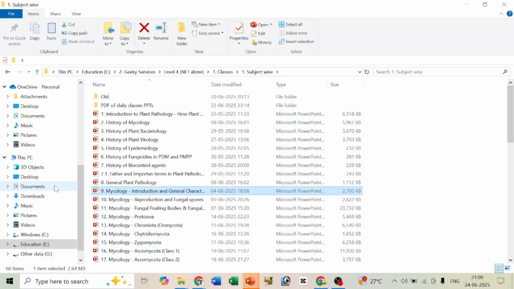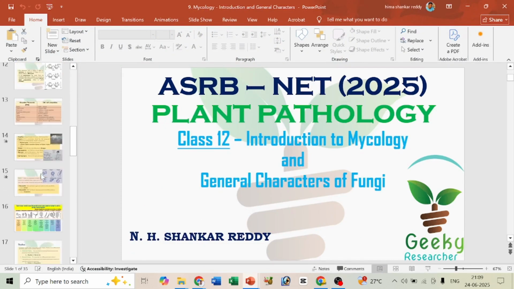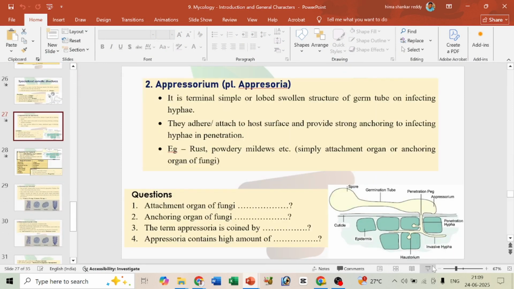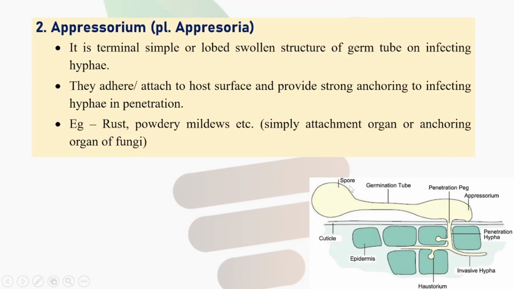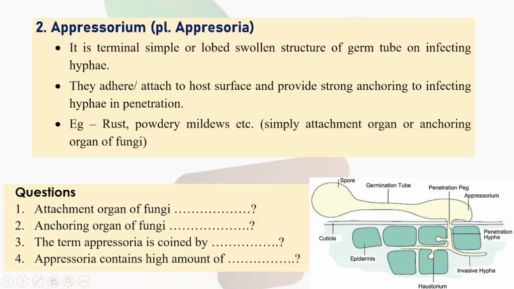Take a look at this. The spore is coming and landing on the leaf. From this spore, they will produce a germ tube. The spore starts to germinate by producing the germination tube. From this germination tube, there is a structure called appressorium. From this appressorium, a penetration peg goes inside.